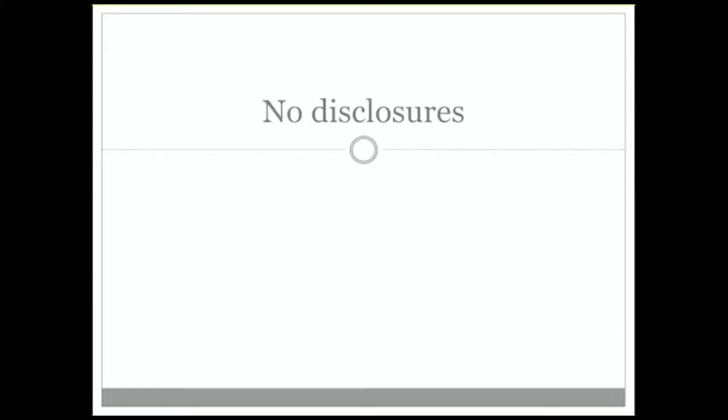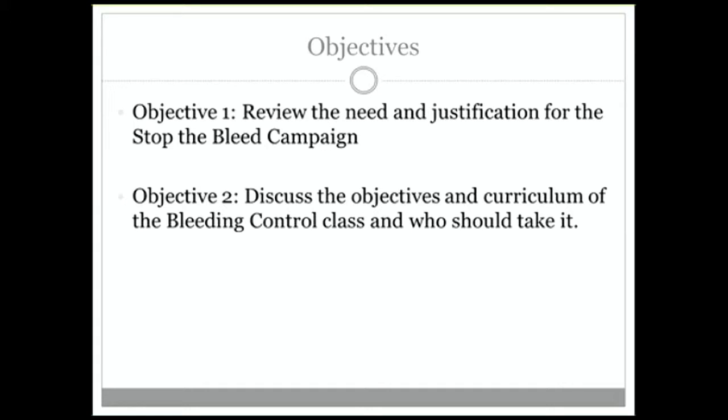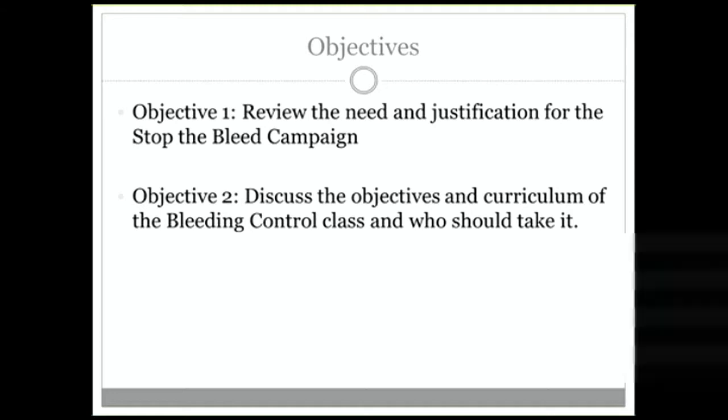I have no disclosures. From an objective standpoint, we will review the need and the justification for the Stop the Bleed campaign, where it came from, why it was felt that there was a need for bleeding control education, and why now. Then we'll go through the objectives and the curriculum of the course, who should take it, and the answer to that is everybody, and some of the logistics behind it.